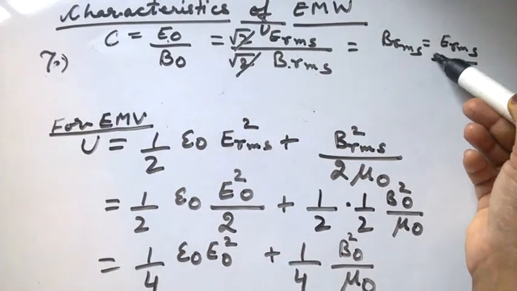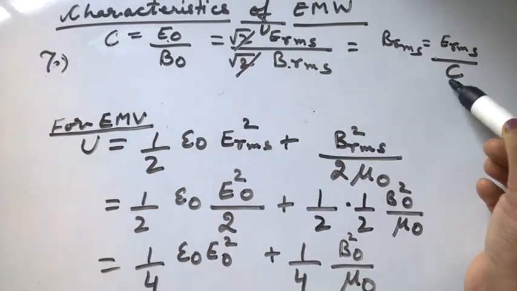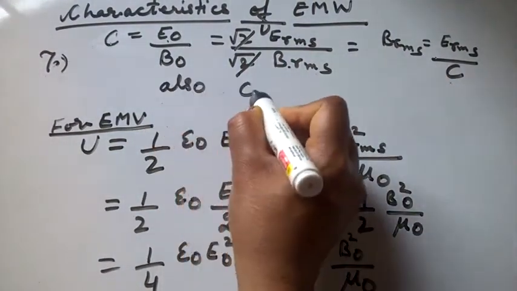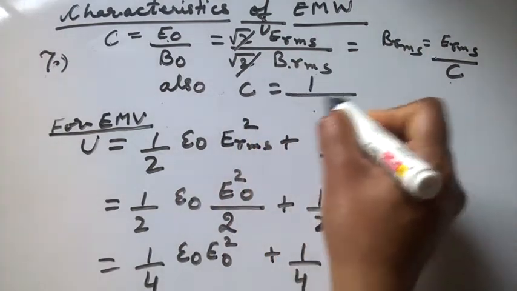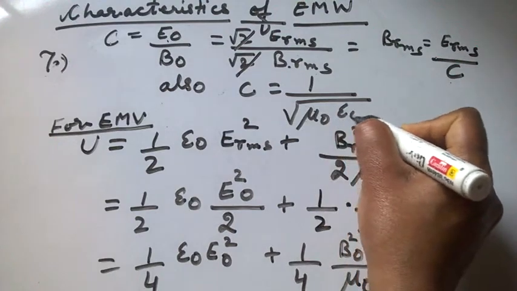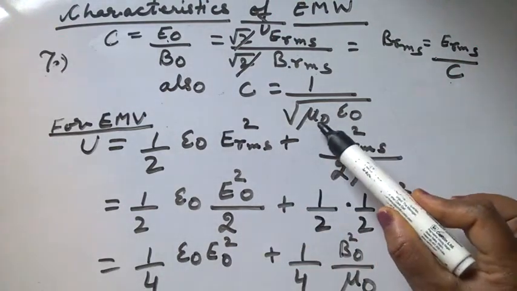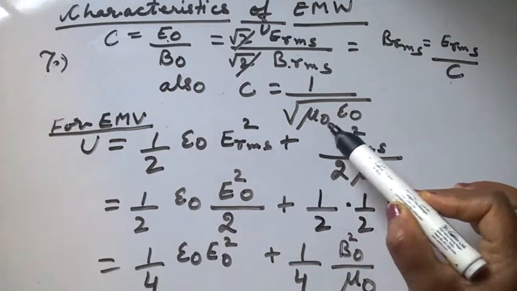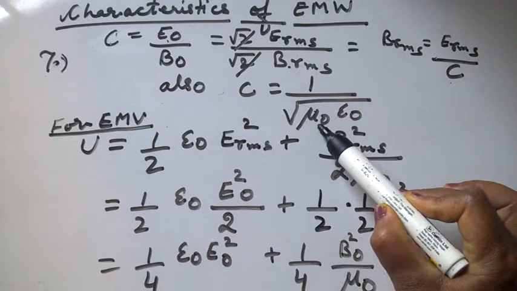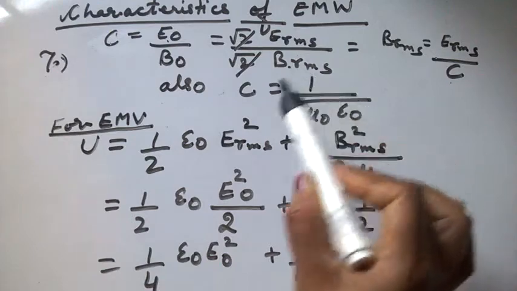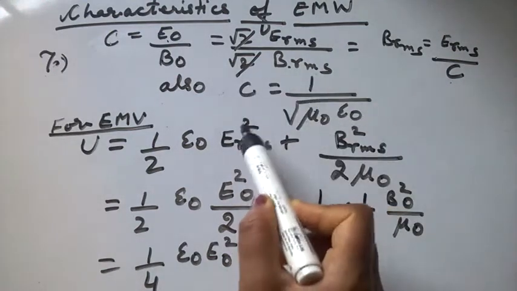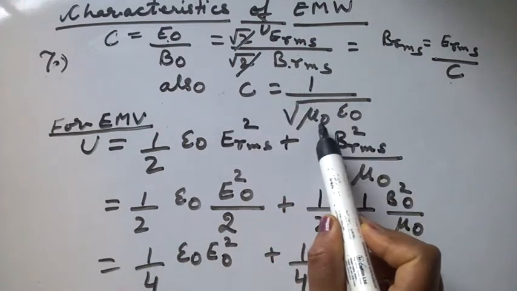We can substitute this value over here. Also we know that C can be written as 1 by root of mu naught epsilon naught. When we substitute the value of the permittivity of free space and the permeability of free space, we get the value equal to the speed of light. Therefore, we can say that C is equal to 1 upon root of mu naught epsilon naught.